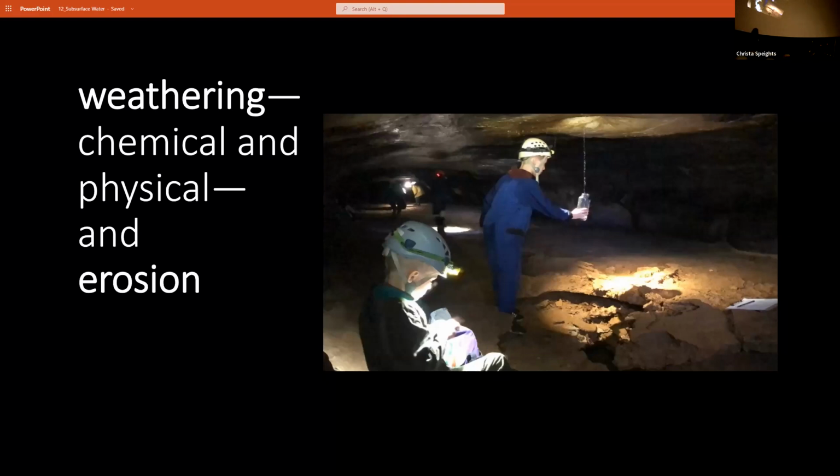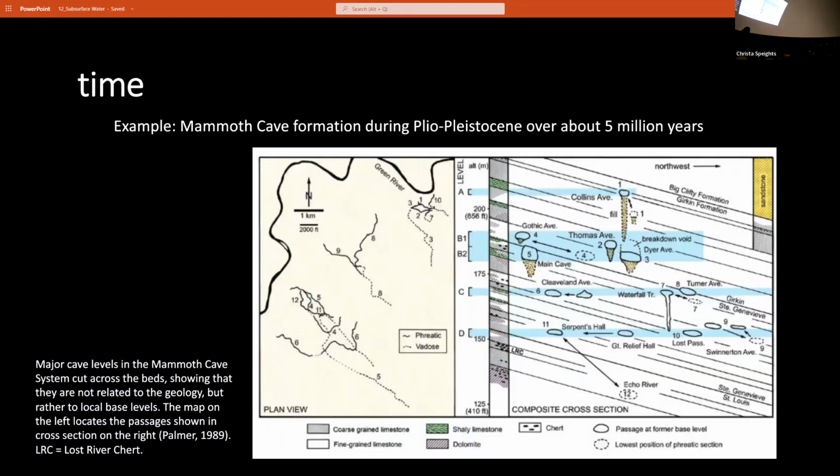So as water comes down through the atmosphere and through the soil, it picks up carbon dioxide. It forms a weak acid. That weak acid, carbonic acid, hits the limestone and starts dissolving things. And so those dissolved ions travel through the water and through the caves to make caves. And then these things happen over time.